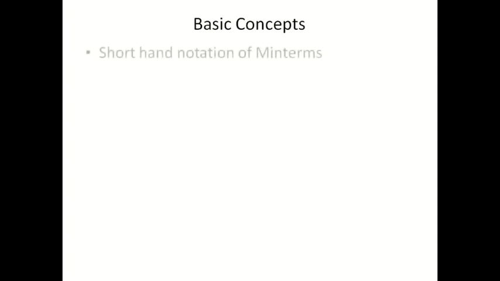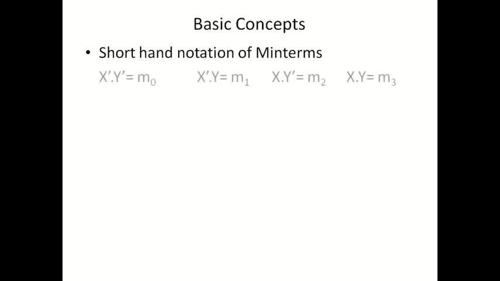Now let's see the basic concepts of how the shorthand notation of minterms can be written. If I have an expression consisting of two literals x and y, then we know that we are going to have four possible terms. One term is x complement dot y complement, another is x complement dot y, then we have x dot y complement, and then x dot y. Here, x complement dot y complement we write as a small m0. Small m represents the minterm.